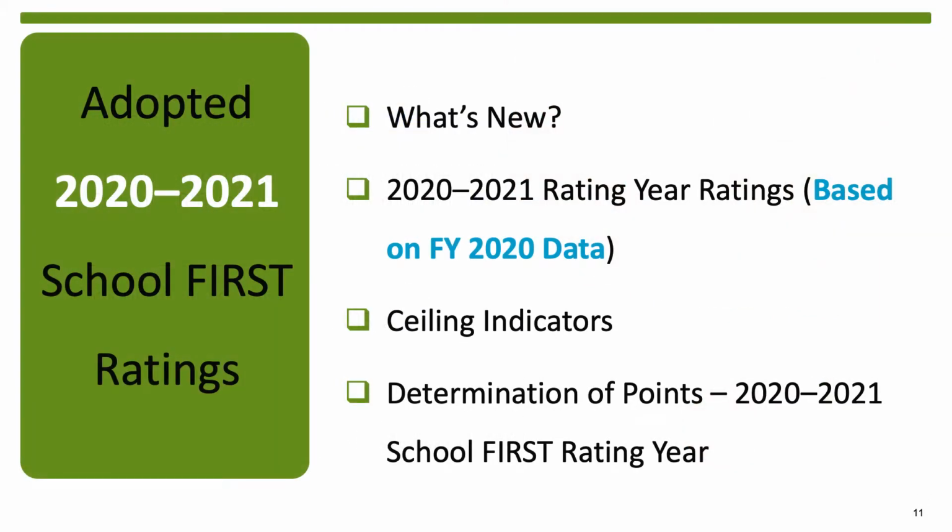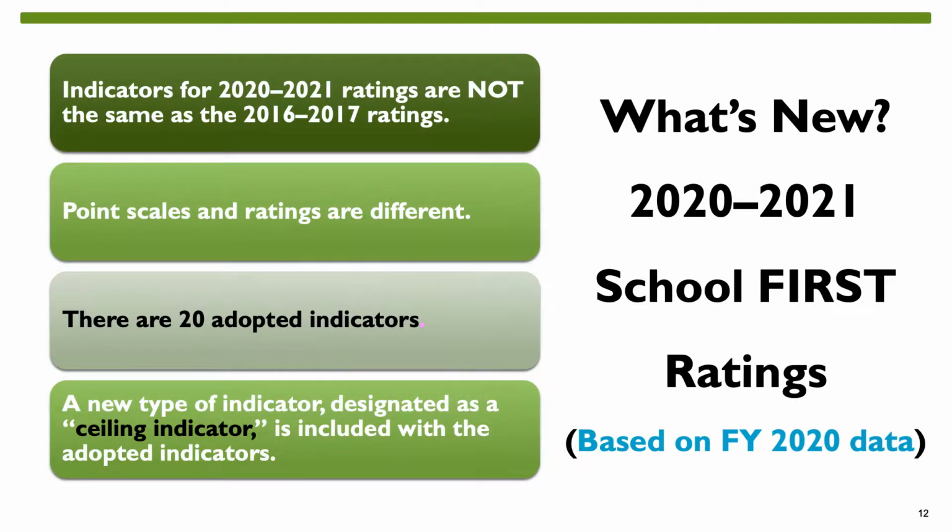So let's go on to what's new, your actual ratings. We're going to talk about ceiling indicators, which is totally new. And we're going to talk about the points that you can earn. The indicators for 2021 do not look like the indicators that are being used now. There's going to be 20. There's one, which is actually indicator number 20, that I did recommend to David that we no longer use because of HB3. We're going to go to current values. We'll talk about that later, but right now we have 20 indicators codified for the 2021 rating year.